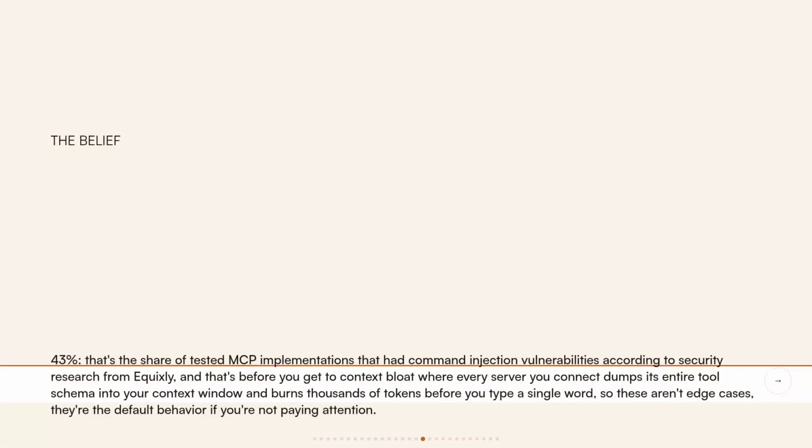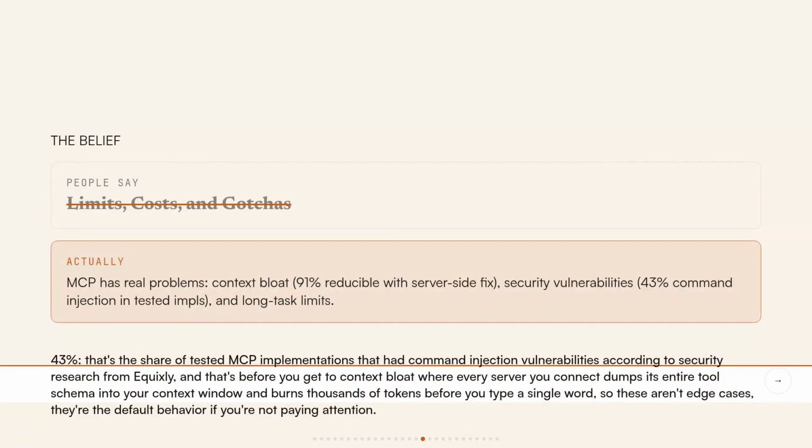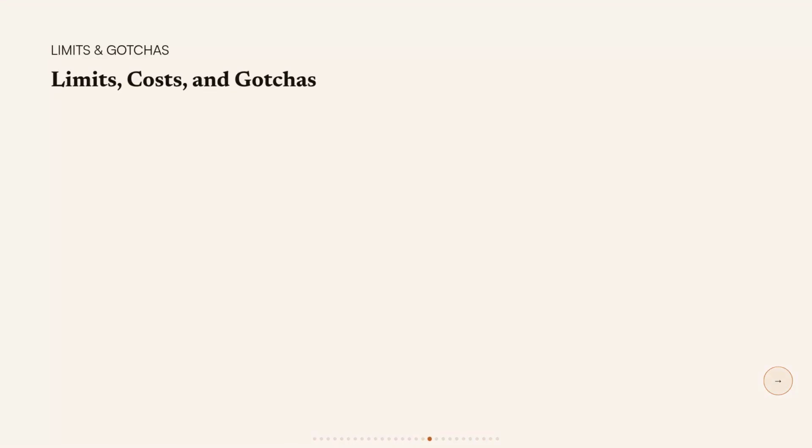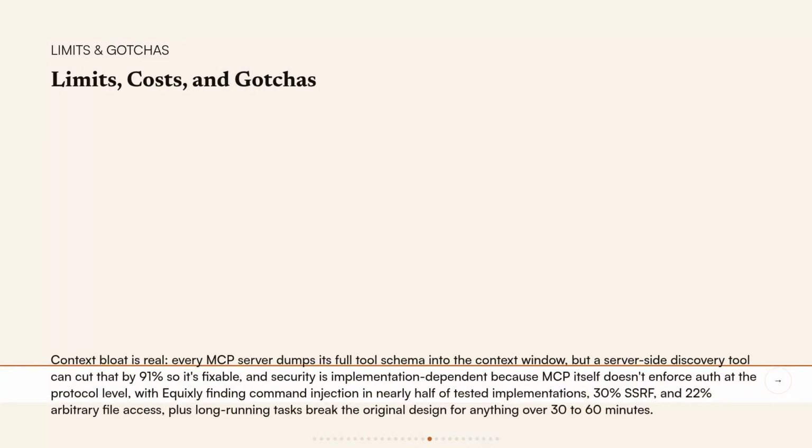That's the share of tested MCP implementations that had command injection vulnerabilities, according to security research from Equixly. And that's before you get to context bloat, where every server you connect dumps its entire tool schema into your context window and burns thousands of tokens before you type a single word. So these aren't edge cases. They're the default behavior if you're not paying attention. Context bloat is real. Every MCP server dumps its full tool schema into the context window, but a server-side discovery tool can cut that by 91%, so it's fixable.